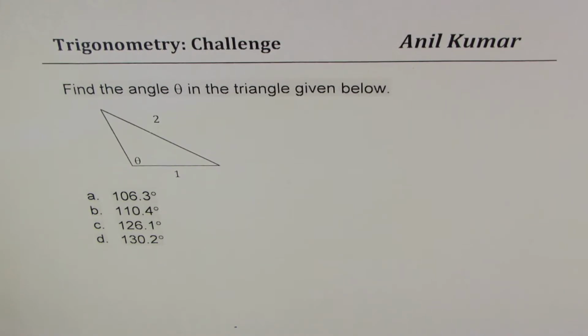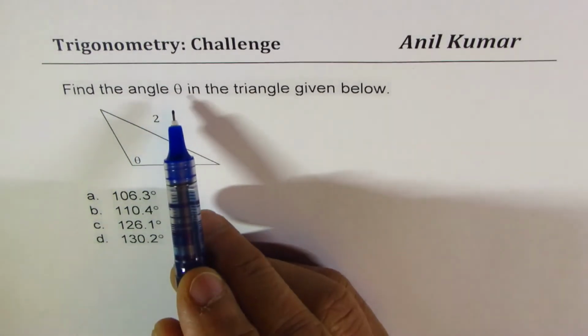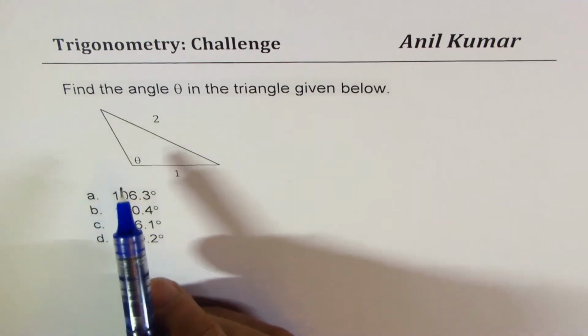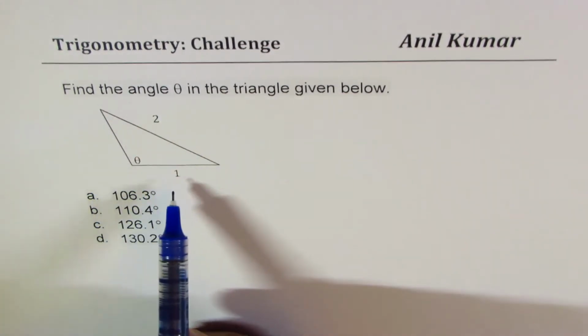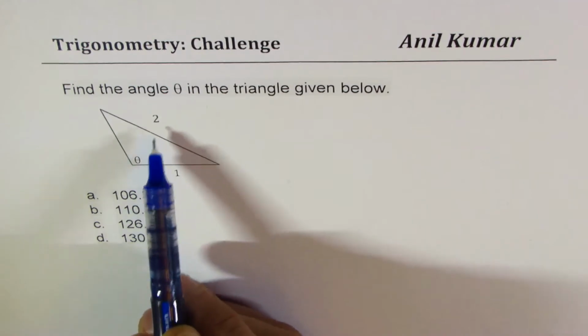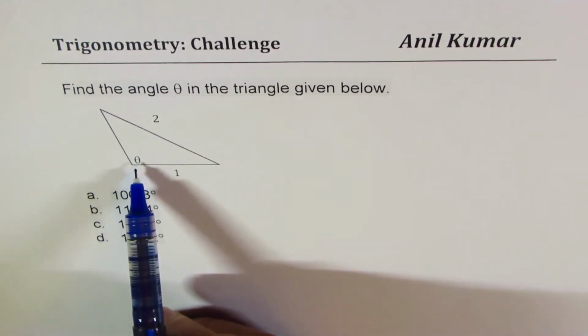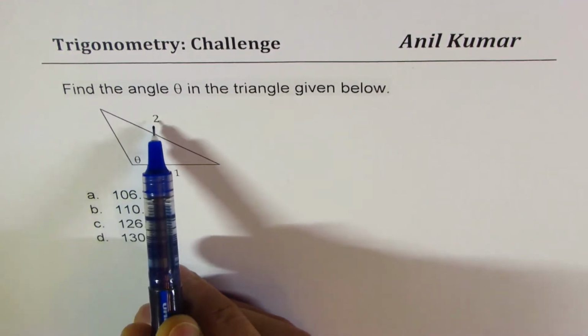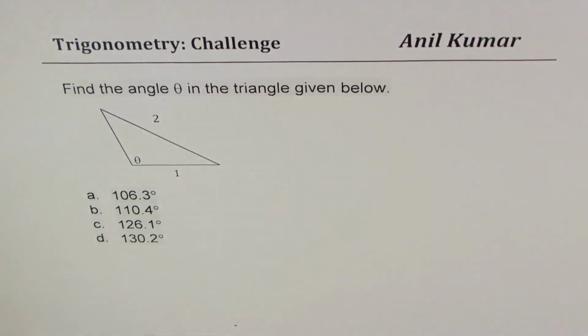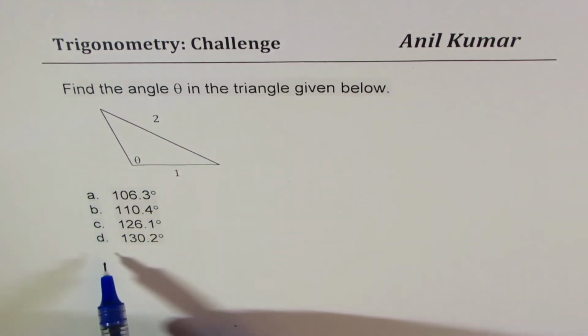I've made it a multiple choice question so that you can at least get a clue of the answer. The question is, find the angle theta in the triangle given below. Here's a triangle with two sides given, 1 and 2, and angle theta is the angle which is opposite to the side having a length of 2 units. We have 4 different choices here.